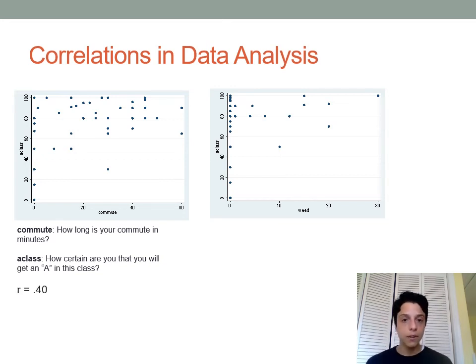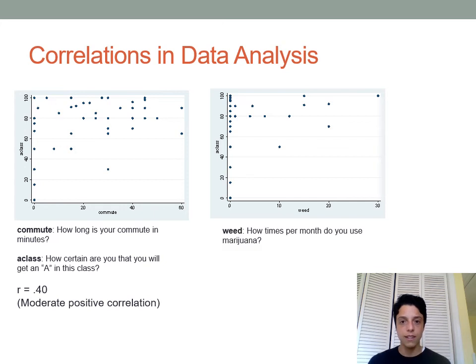So this is a moderate correlation. It looks like a general blob, but if you look at where the dots are, there is an upward slope there. So people who have longer commutes also tend to have more certainty that they were going to get an A in the class. So it's a moderate positive correlation.